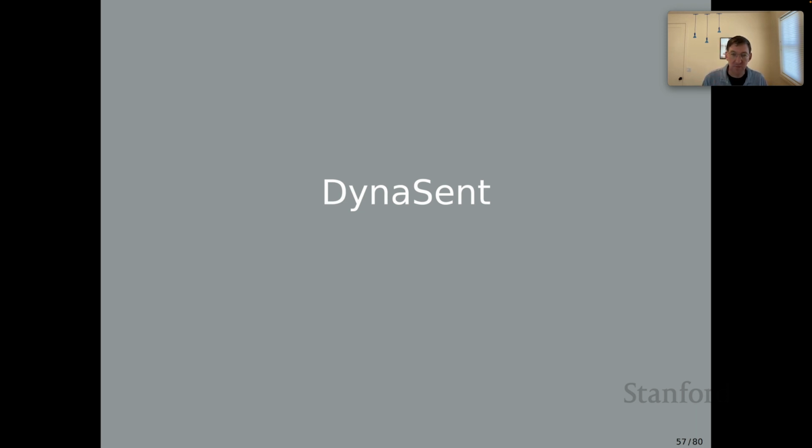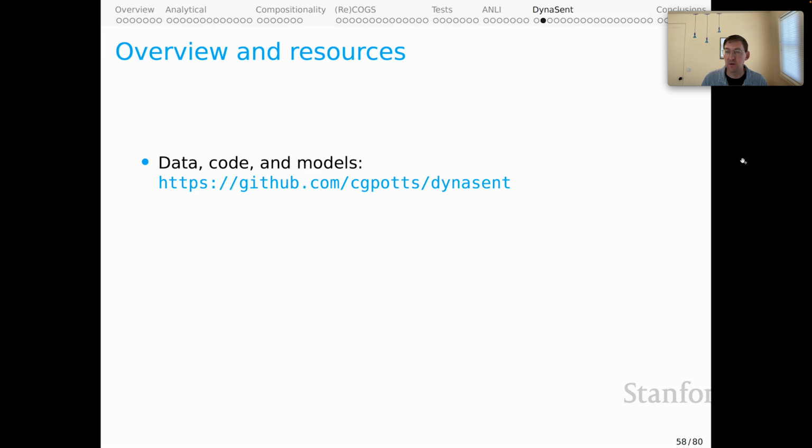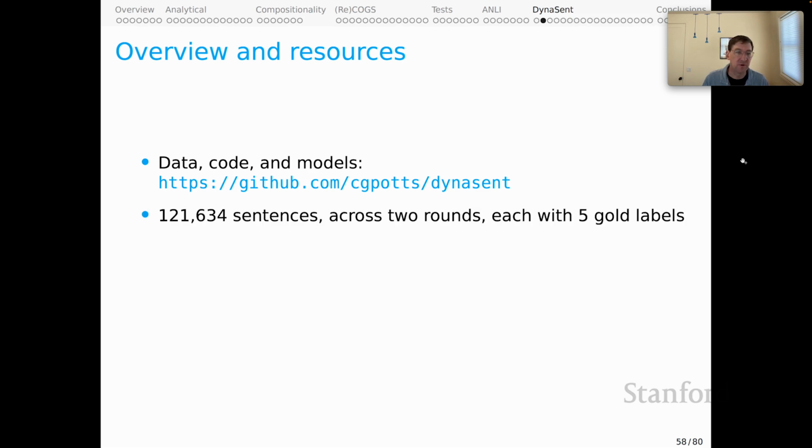This is going to be a deep dive on the DynaSent dataset, which I was involved in creating. You've actually worked already with DynaSent in the context of assignment 1 and the associated bake-off. I'm describing it now because I think it introduces some new concepts and also because it might be a useful resource for you as you think about projects. All our data, code, and models are available on GitHub.